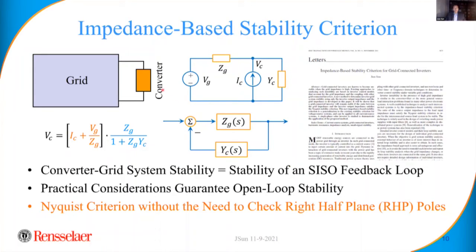To study that, we can represent the system by a grid with one converter. So this is a simplified representation. The grid can be modeled as an ideal voltage source behind the impedance.